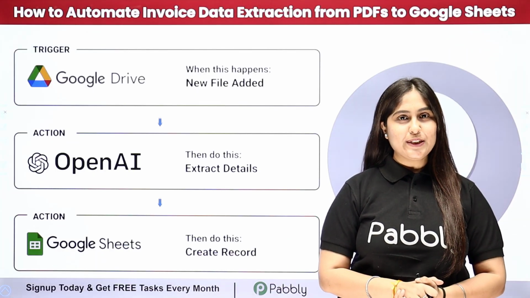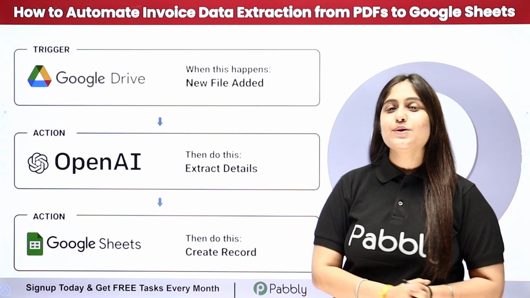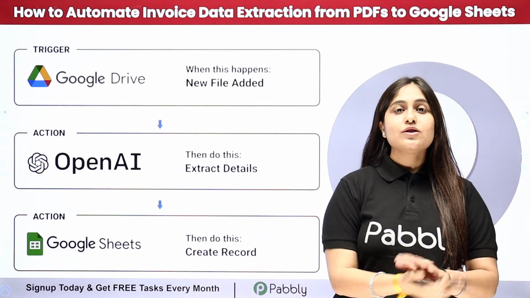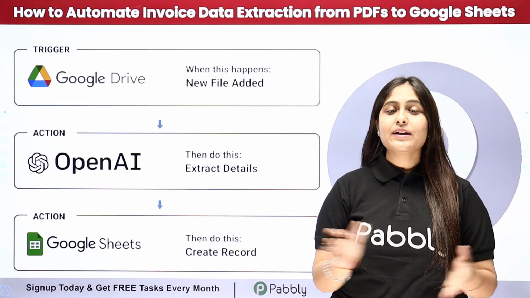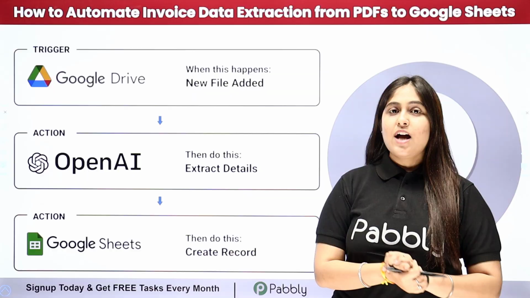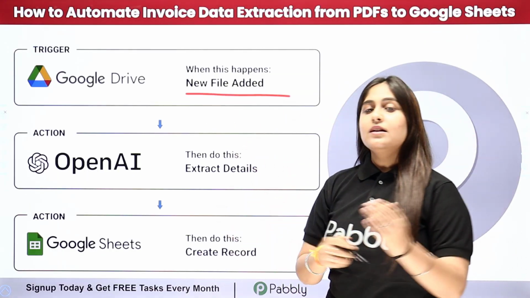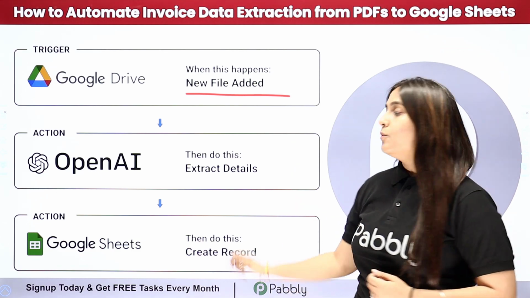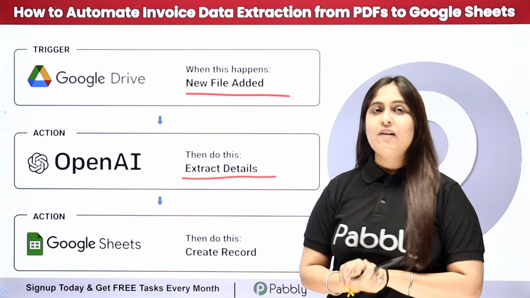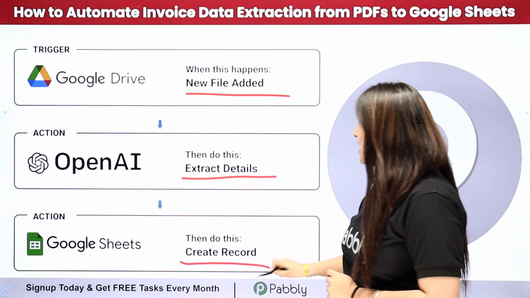In this video we are going to understand how to automate invoice data extraction from PDFs to Google Sheets. So I have a lot of built-in PDF formats and I want to extract the details from that PDF using an AI agent. My objective is that when I upload a new file in my Google Drive, then automatically OpenAI should extract the details from that file, and after that all the details should be added in my Google Sheets as a new row.